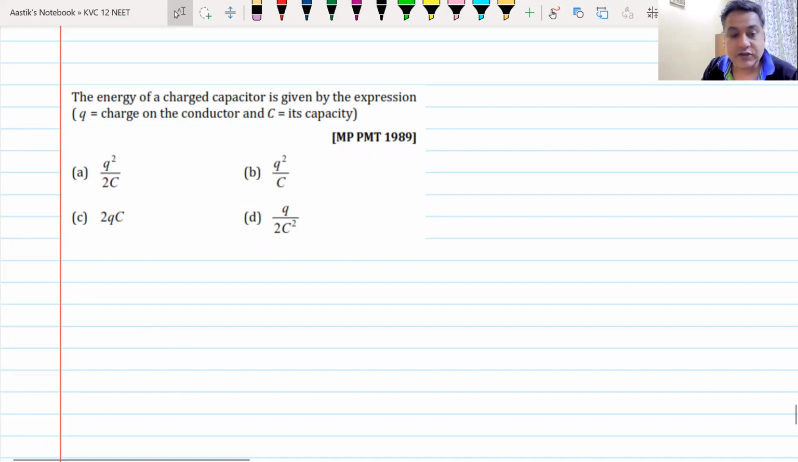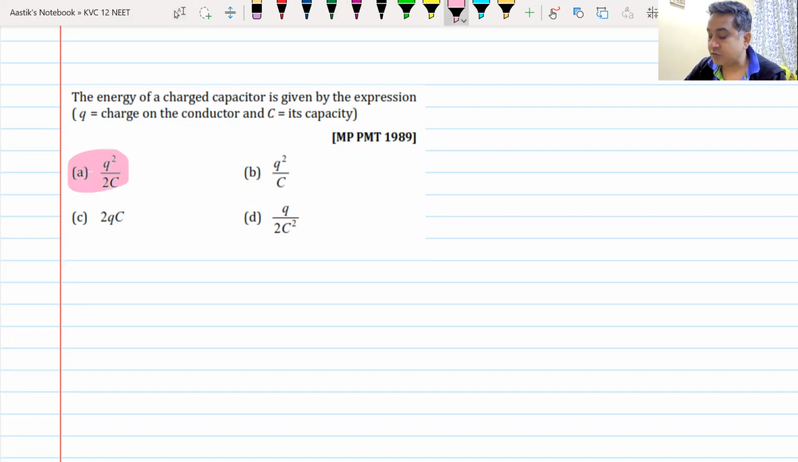Yes, beta, what is the answer for this one? The energy stored in a capacitor. What is the formula, beta? Anyone remembers it? No one? Okay. The formula is Q square by 2C. That is the energy of the capacitor. So please remember this formula, beta. Note this down.